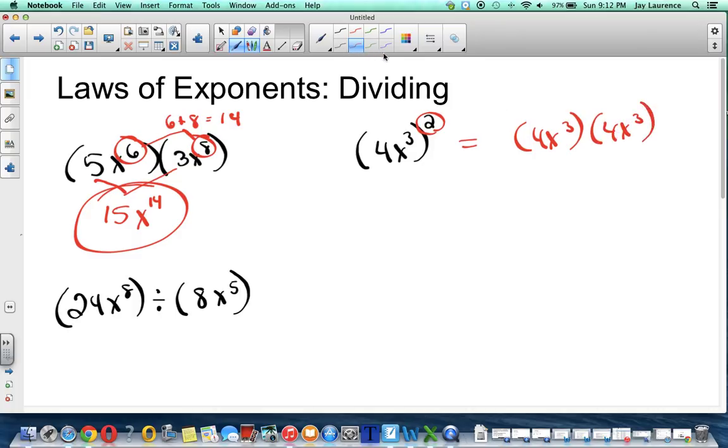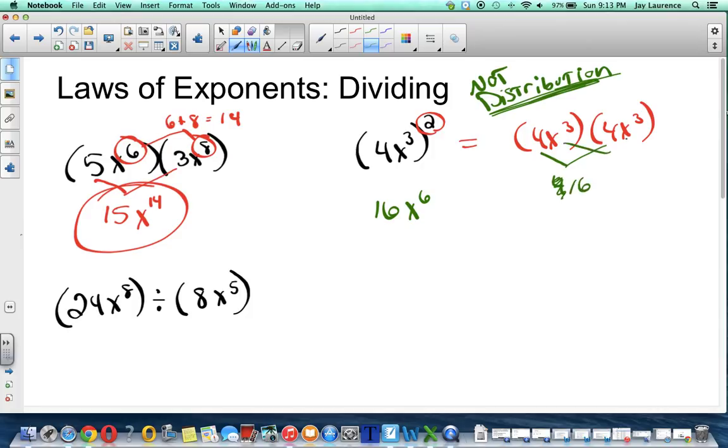Okay, now the problem is if this exponent is big, then you got to write a whole bunch of those out. I don't necessarily want to do that. I'm just going to square the 4. Notice I'm not distributing. This is not distribution. But I will raise the 4 to the 2nd power and get 16. And then I'll do x cubed times x cubed, which would be x to the 6th. Okay, we'll check it out over here. The longer way, 4 times 4, oops, 16. X cubed times x cubed, x to the 6th. You get the same thing, don't you?